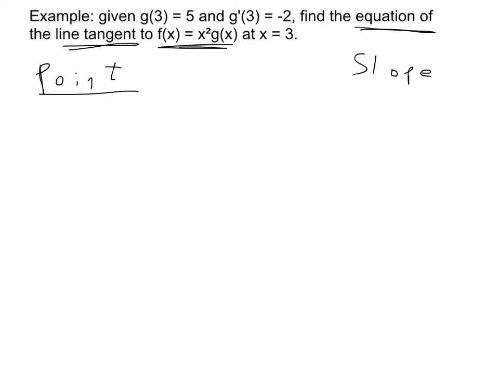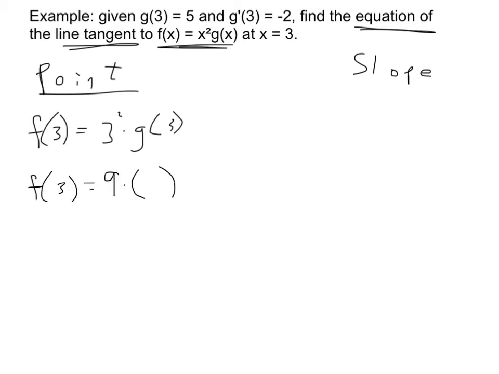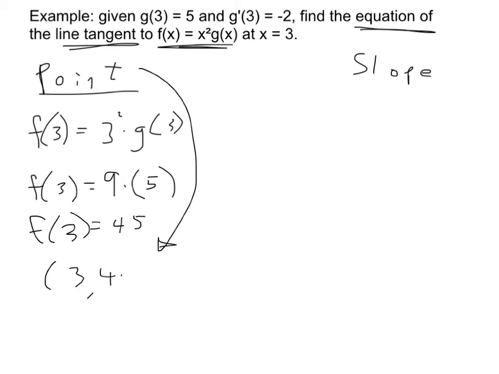So how do I find the point? Well, I'm supposed to evaluate my original function at 3. That means I'm supposed to do 3 squared times g of 3. So f of 3 is 9 times, if only I knew what g of 3 was. If only that wasn't some mystery function. If only I had some way of knowing what g of 3 was, and yet I do. g of 3 is 5. That means f of 3 is 45, and it means the point that I wanted all along is (3, 45).